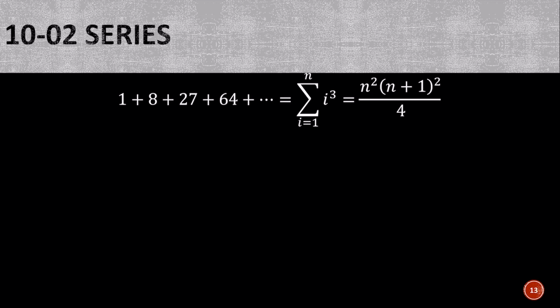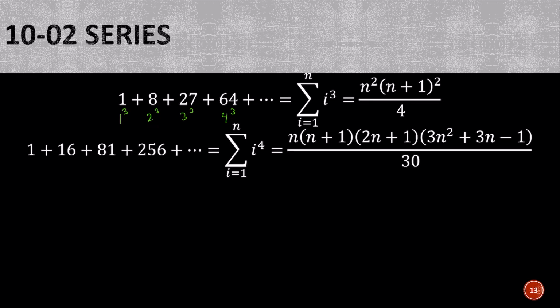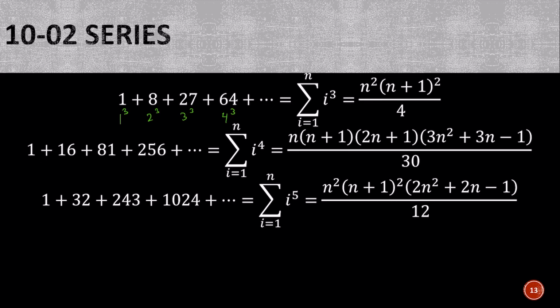Here's some more special formulas. These are cubes. This is 1 cubed, 2 cubed, 3 cubed, 4 cubed. So this is i cubed. This one's i to the 4th. And i to the 5th. So we would use these by taking our summations and splitting them apart into these units, as we'll see in our next example.